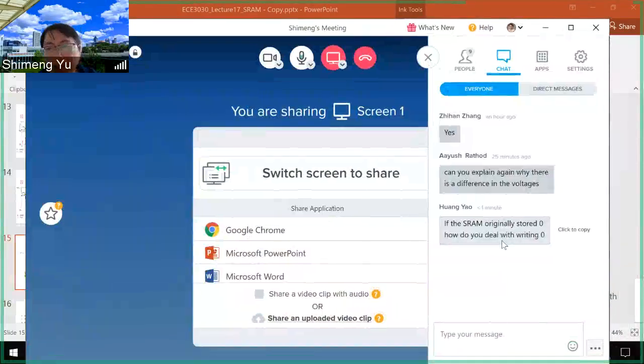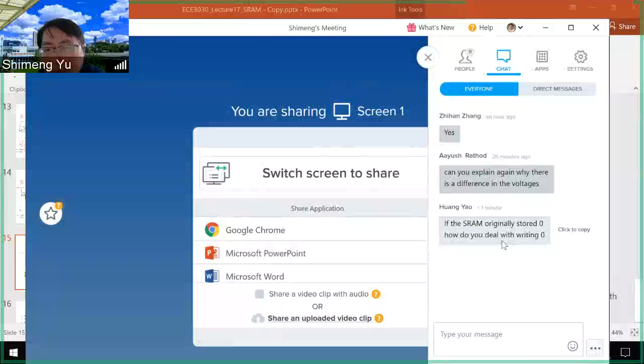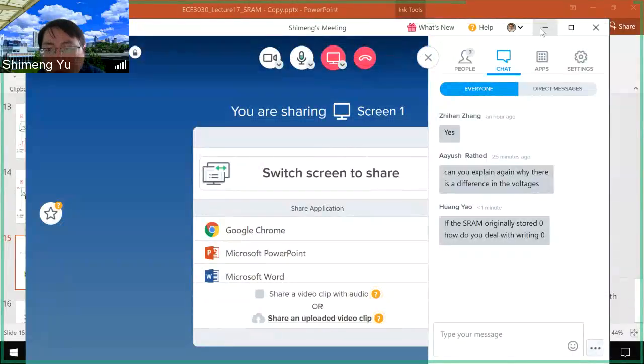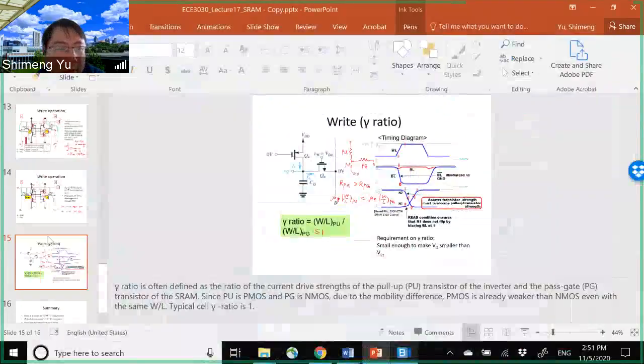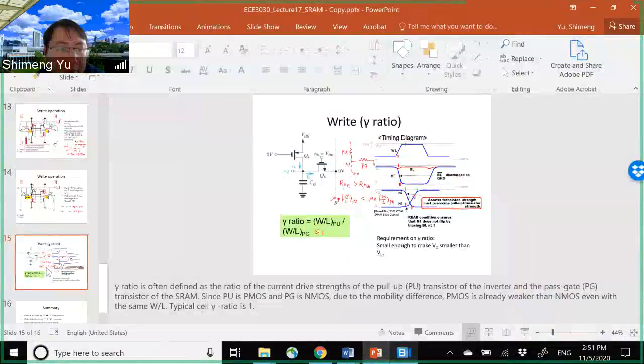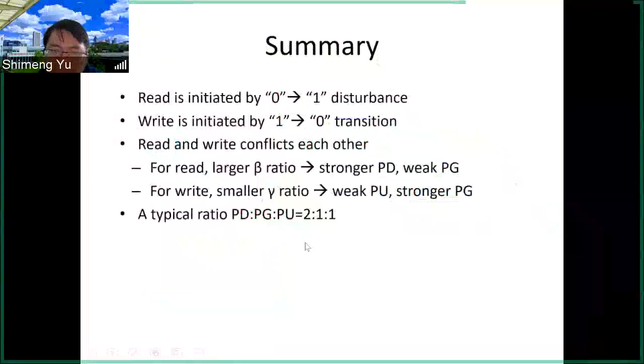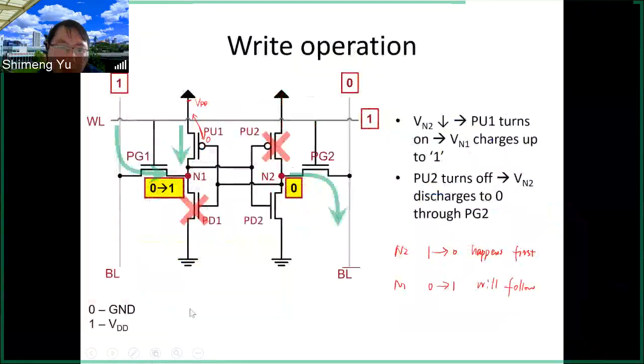If the SRAM originally stores 0, how do you deal with writing 0? So this is a good question. There are two ways to deal with this. One is to read before write. So every time you can read before write, so that means you have the new data, for example, the output of your logic module. You need to write this new data in. Then what you can do is to first read the cell and then compare the old data with the new data. If the old data and new data are the same, then you don't need to rewrite.